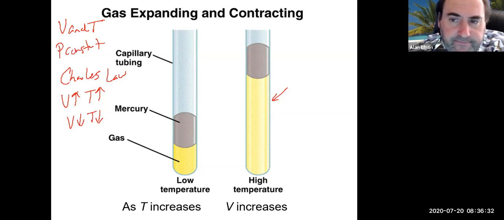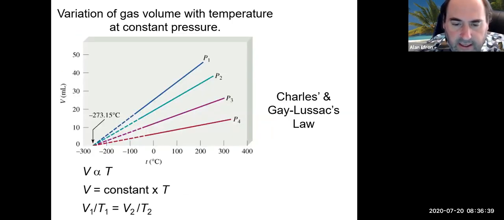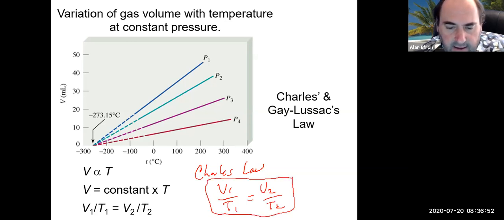So that brings us to Charles' law, and Charles' law is this one here: V1 over T1 equals V2 over T2. And this would be at constant pressure. And what we see if we do a Charles' law plot like what we have here, this is volume on the Y, temperature here on the X.